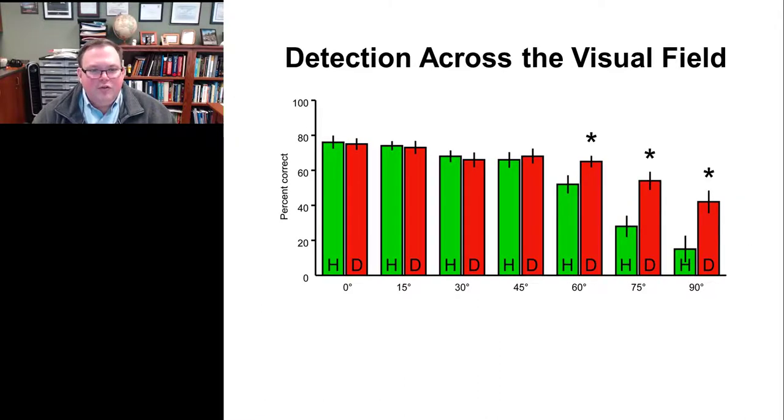Since we didn't find any difference between the left or the right sides, if we collapse across and now look at just eccentricity from 0 to 90, the height of the green bars is percent correct of the different spatial positions for the hearing cats, and the height of the red bars is the percent correct of the deaf animals. Here you can see for the central positions, there was no difference between the hearing and the deaf populations. But if you went out to the far peripheral positions, 60, 75, 90 degrees, you can see how much better the deaf animals did.